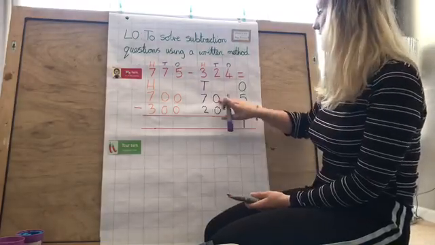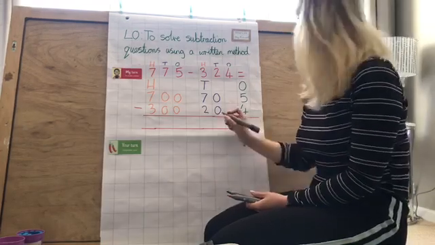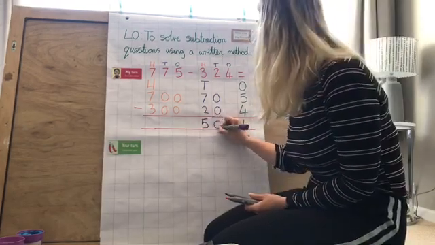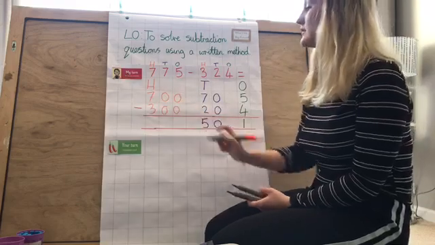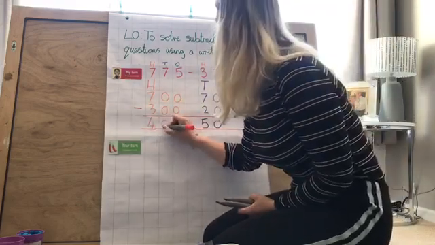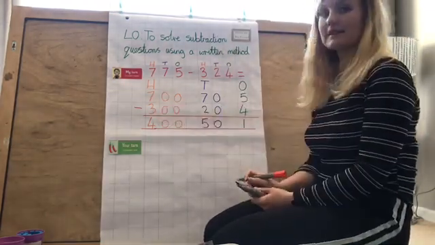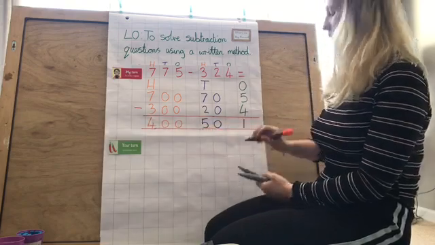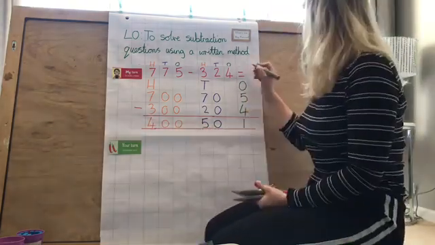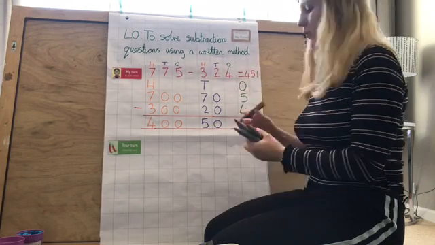Then I'm going to do 70, take away 20, 50. Then 700, take away 300, 400. Then, when I put the number back together, I have 451. So that is my answer, 451.